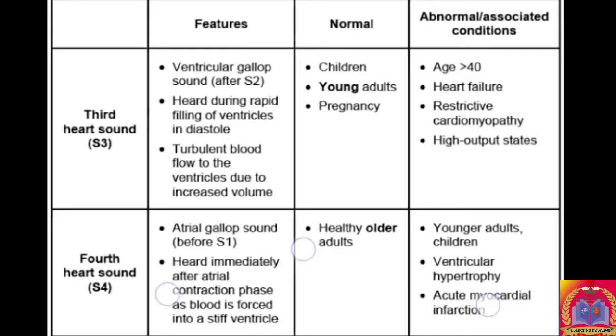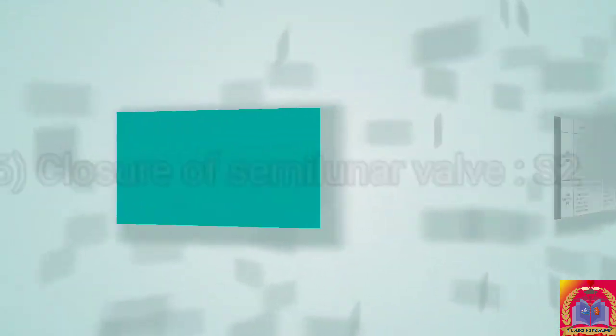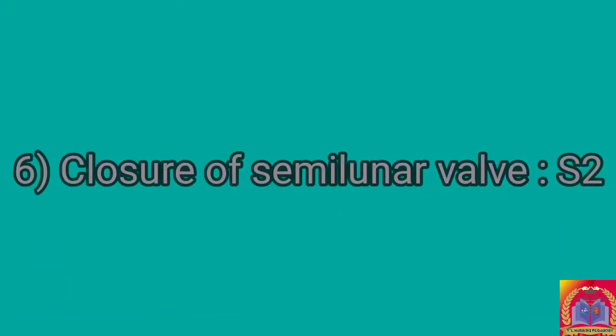Then move on to the fourth heart sound, the atrial gallop sound before S1, heard immediately after the atrial contraction phase as blood is forced into a stiff ventricle. It is normal in healthy older adults. It is abnormal in younger adults and children, and it may be associated with ventricular hypertrophy and acute myocardial infarction. So move on to the next point, closure of semilunar valve, S2 heart sound. We already discussed this point.